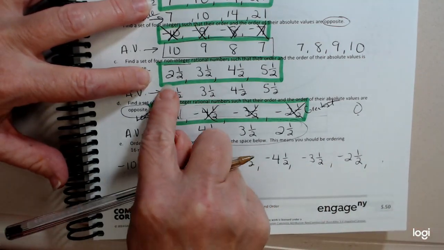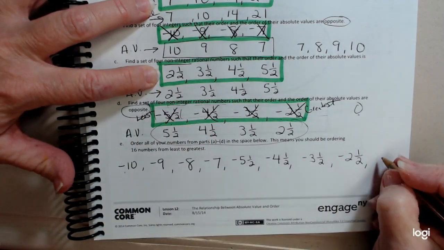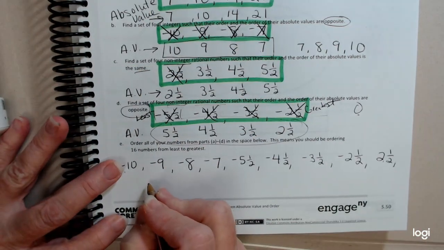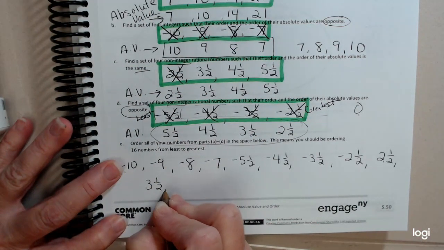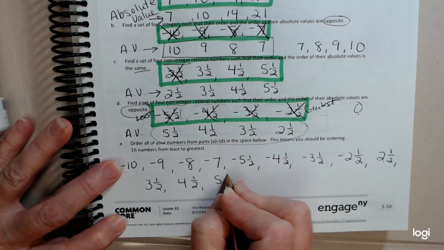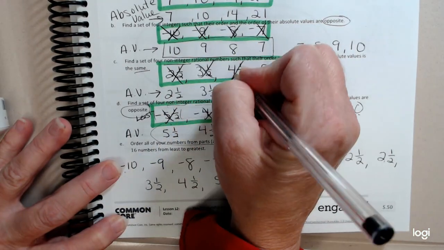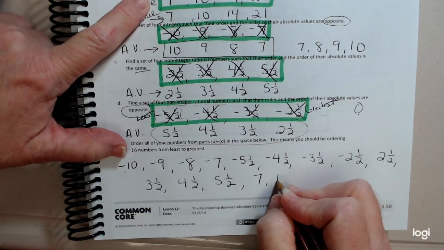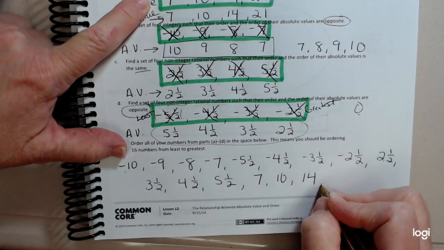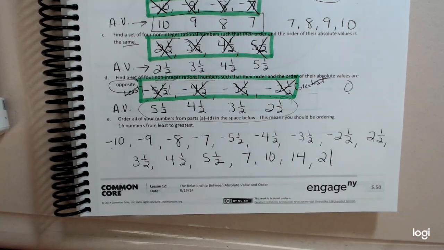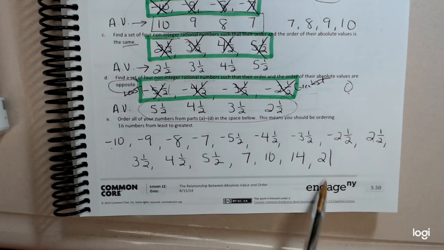After negative 2.5, my first positive looks like it's going to be positive 2.5, positive 3.5, and I'm finally to my larger positive numbers up here. Once again, we're practicing putting numbers in order from least to greatest, not just integers, but also rational numbers.